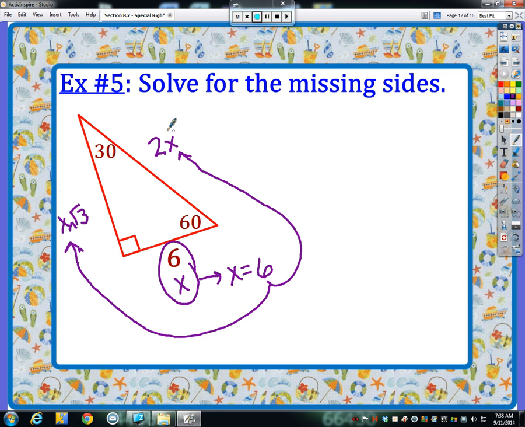So 2 times 6, that means this piece is 12. And over here, if I plug in 6 there, then I got 6 times the square root of 3 is that side. So that's just the easiest way of seeing that type of pattern, when I give you that side opposite the 30.